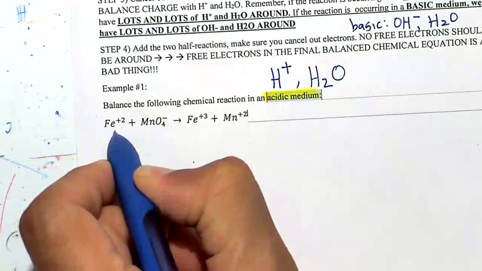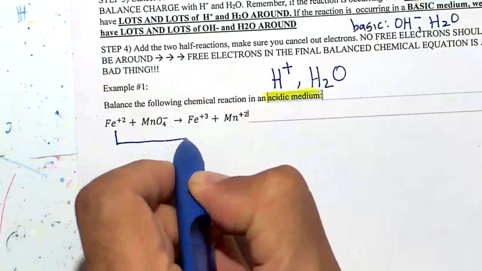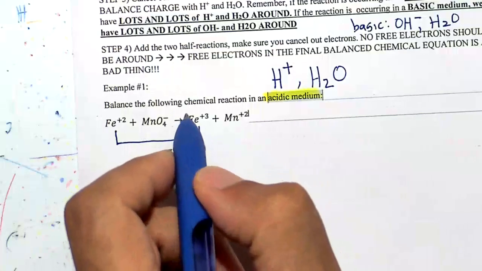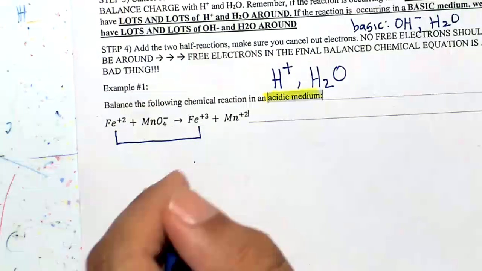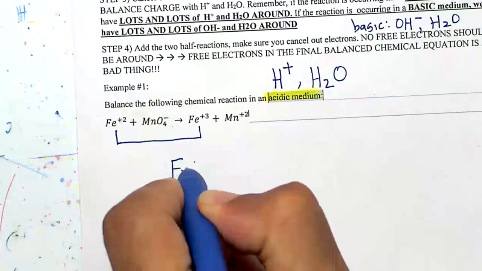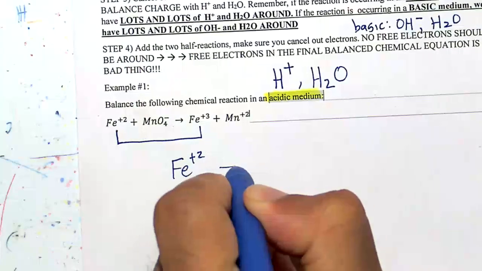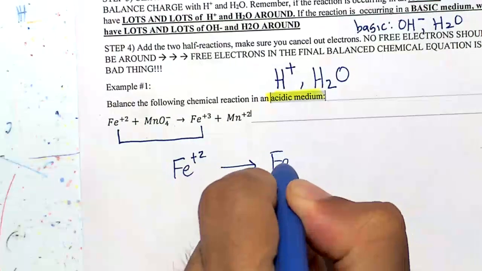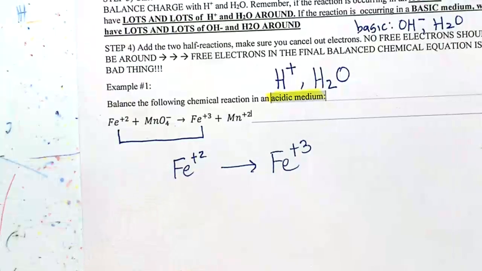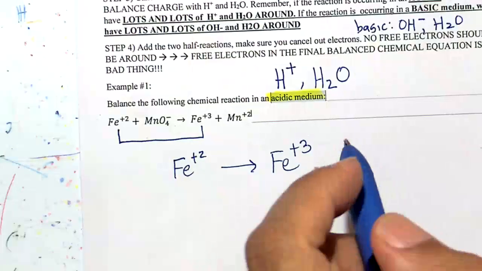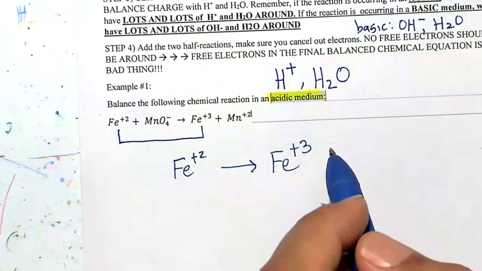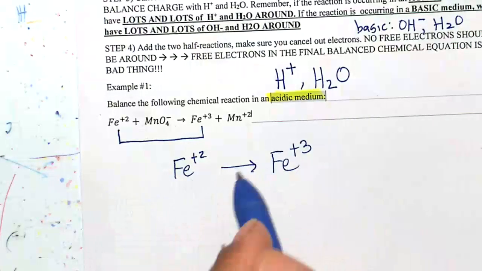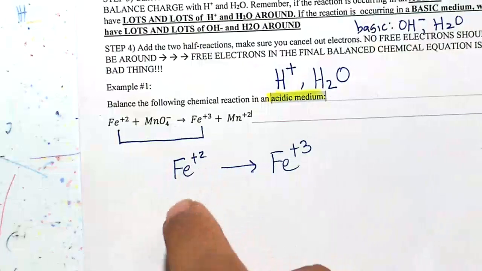All right, so we're going to break this down. We have Fe plus 2. We're going to deconvolute it. Deconvolute just basically means we're going to split this apart into oxidation and reduction. So the first thing is we have Fe plus 2 going to Fe plus 3. So what did we say we transfer in a redox reaction? Not protons, but electrons.